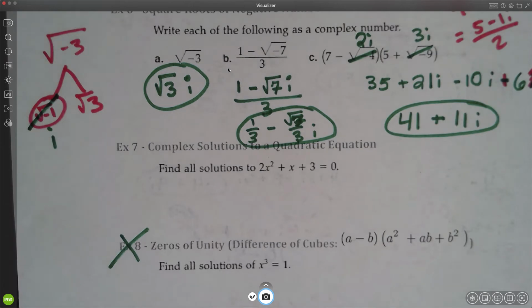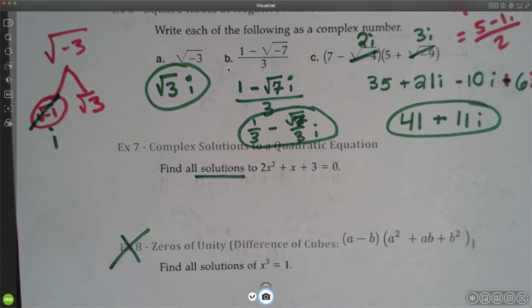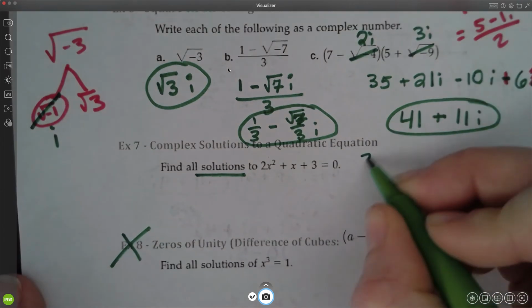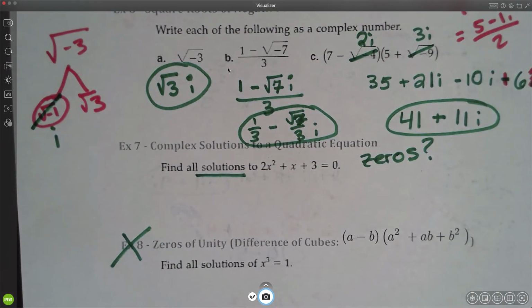Example 7 may be the most important example on your whole sheet because this is the entire reason why i's exist. It says find all solutions of this thing. We're trying to find the zeros, so this is basically like saying the zeros. Now 2x squared plus x plus 3. Can we factor him down? He's like a complex trinomial, right?